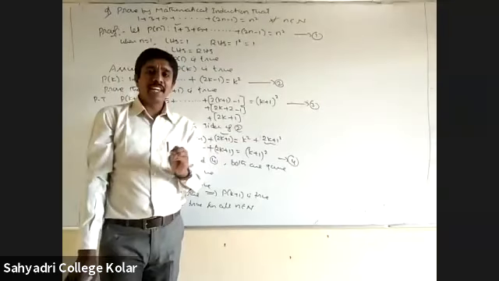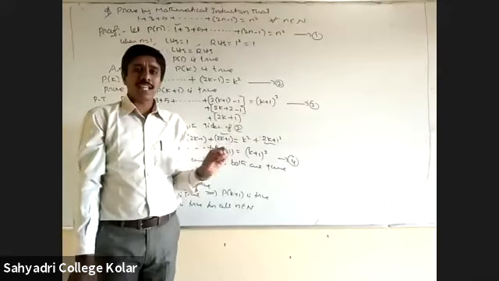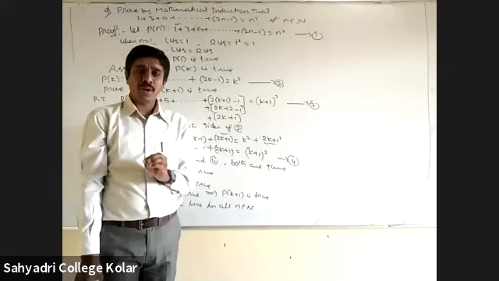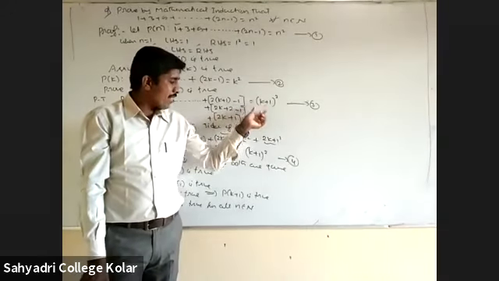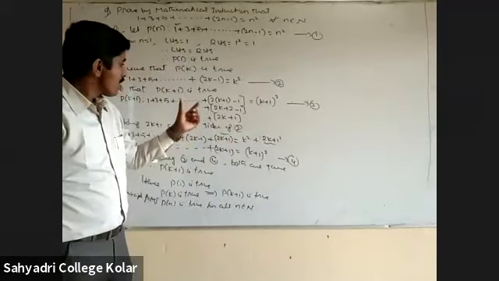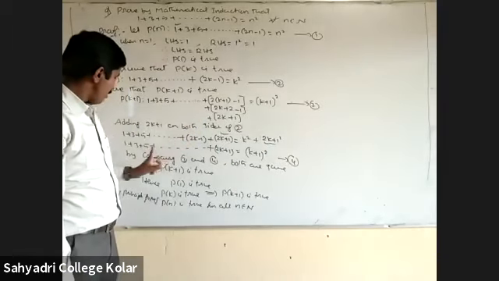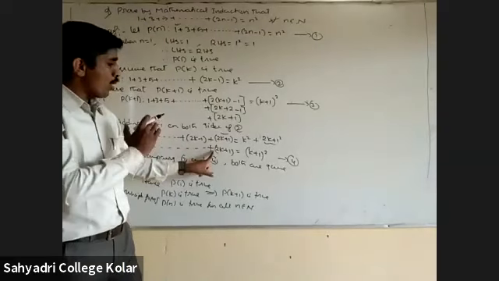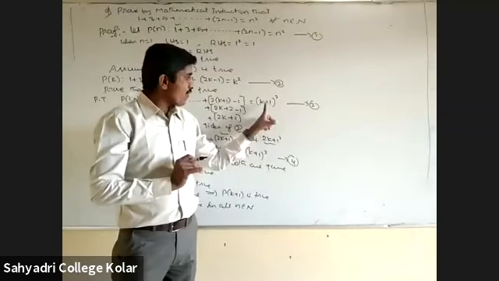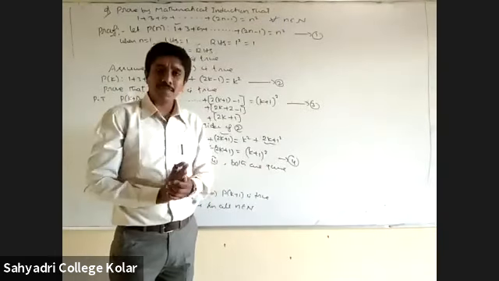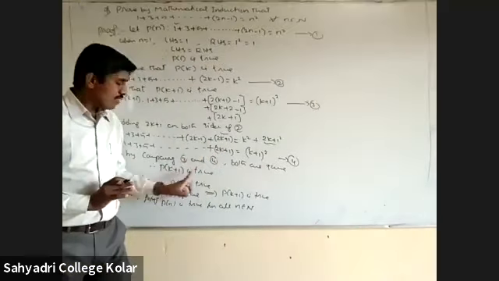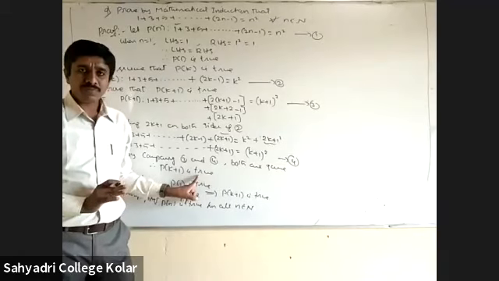Now by comparing equations 3 and 4, both are same, so P of k plus 1 is true. Got it? Because we have to prove this equation 3. Now by comparing 3 and 4, equation 3 LHS and equation 4 LHS are same, and equation 4 RHS and equation 3 RHS are same. Therefore, P of k plus 1 is true.